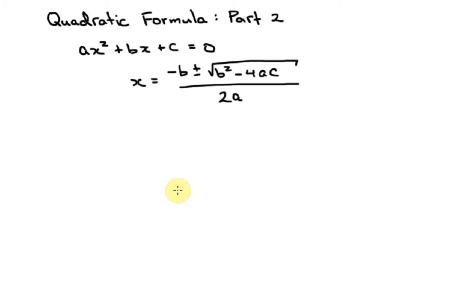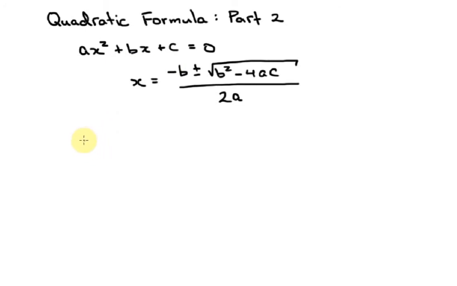Okay, this is the quadratic formula, part 2. What we've seen before is that for solving quadratic equations with ax squared plus bx plus c equals 0, we've developed this formula which speeds up the solving of these quadratic equations. I'm going to show you a little twist on it.